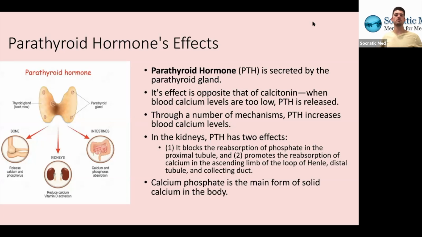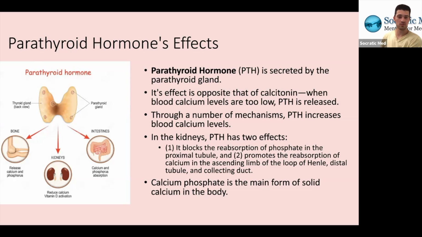So on the other side of the coin, parathyroid hormone is sort of like an antagonist to calcitonin, in that it has the opposite effect. It's secreted by the parathyroid gland. So when blood calcium levels are too low, PTH, parathyroid hormone, is released. Through a number of mechanisms, PTH increases blood calcium levels.